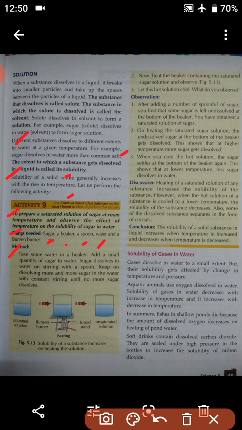For that we need sugar, a beaker, a spoon, water, and a Bunsen burner. The method is, take some water in a beaker. So we have taken water in a beaker, and add some quantity of sugar to the water.